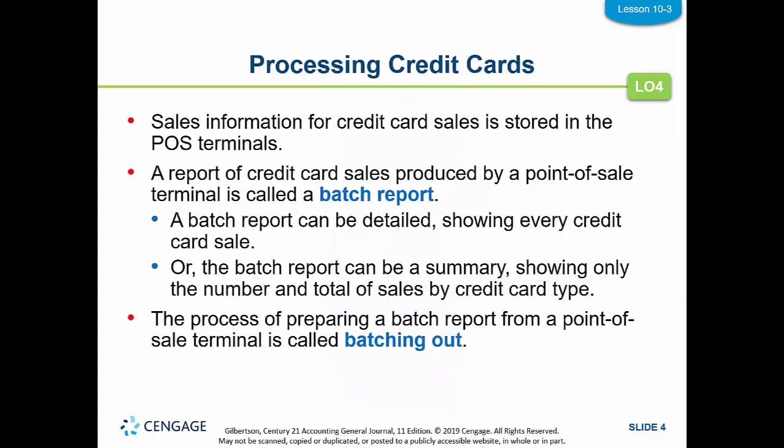So when we go through and process our credit cards, we have something called a batch report. Thank you for the batch report. Okay. Basically, it is the report that comes out. A batch report can be detailed, showing every credit card, or it can be a summary only showing the number and types of sales that are going to happen for credit card. So the process of creating this batch report is called batching out. Thank you, Julian. Julian's batching out for me. And that is basically going through and preparing that report from the point of sale terminal.